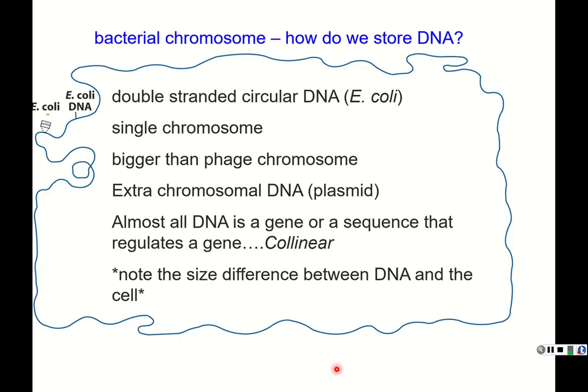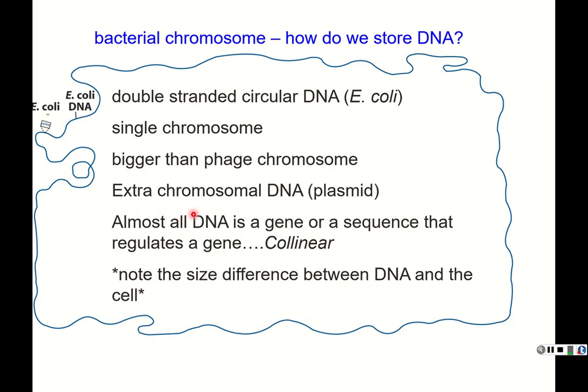If we look at bacteria first, how do they store the DNA? Well, again, it's double-stranded DNA. It's circular. It's a single chromosome. It's bigger than the bacteriophage chromosomes. Okay, so it's bigger than the virus DNA.